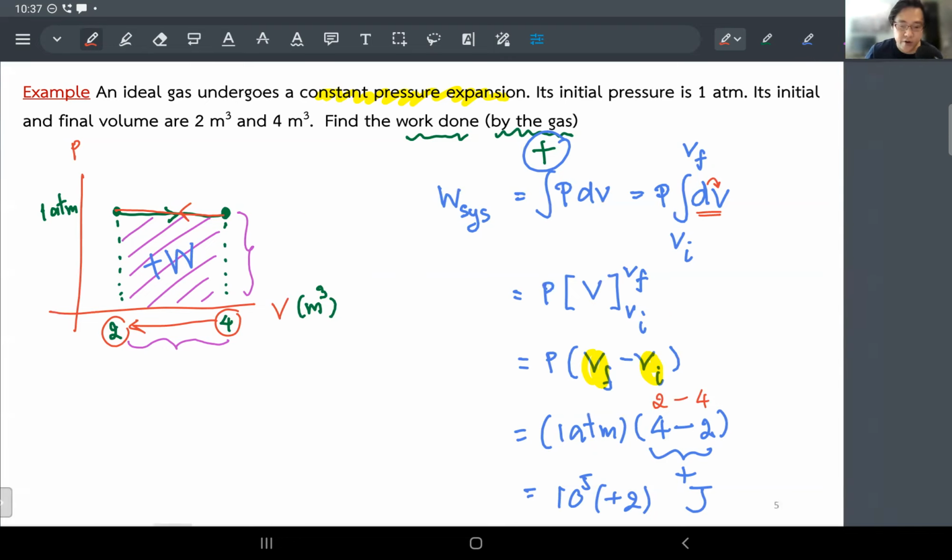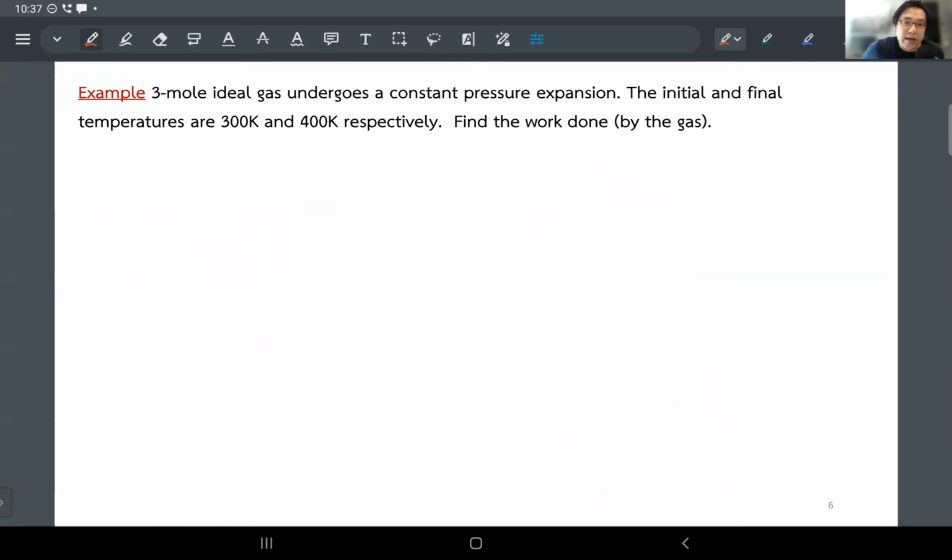All right, try this one. You have 3 moles of ideal gas that undergoes a constant pressure expansion. Again, we started out with constant pressure because the area under the curve is just a rectangle, so it's easy to do. Later we'll have more challenging problems. But for now, you have a constant pressure process, and the information given to you is in terms of temperature. The initial and final temperatures are 300 K and 400 K. Find the work done by the gas. Guys, give it a shot.